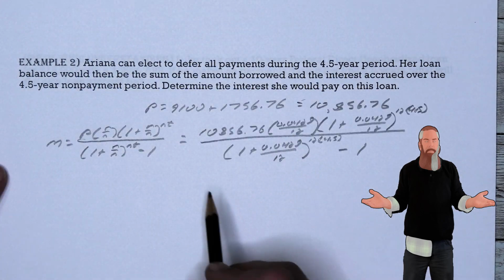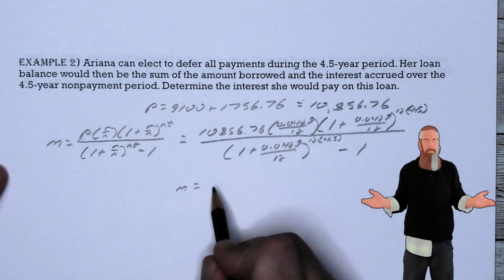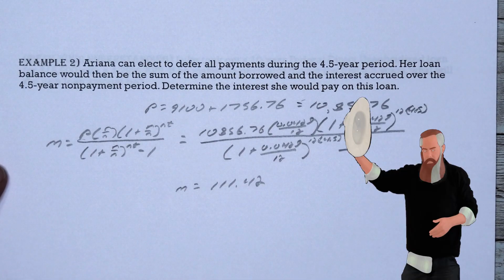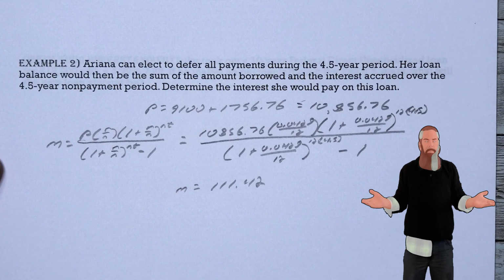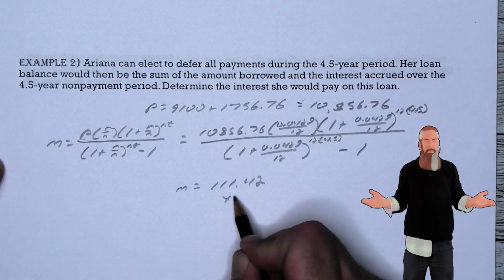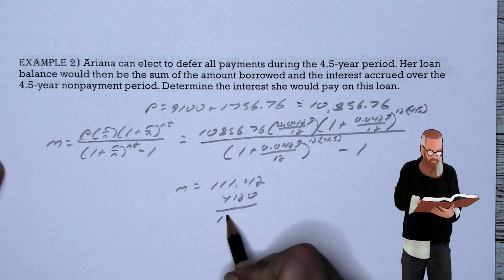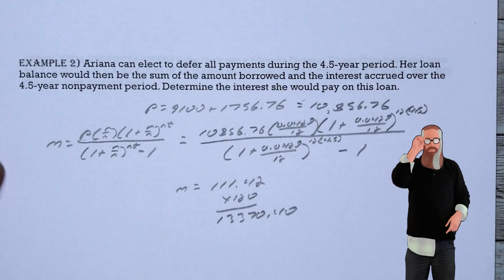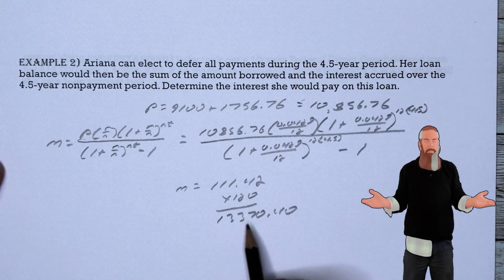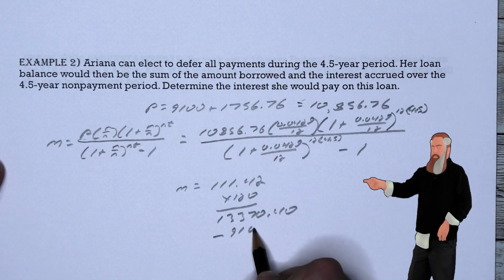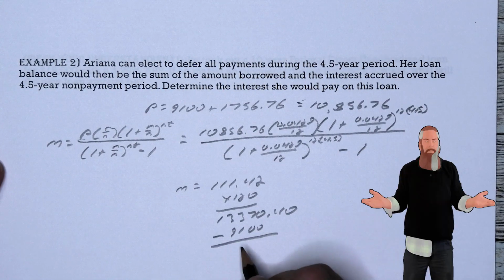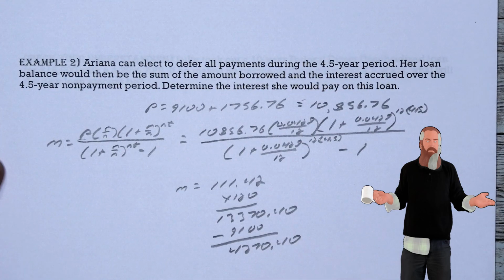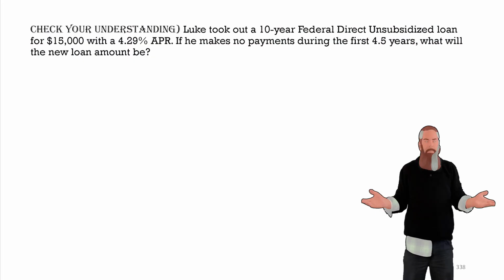We substitute each of those values in, and using a little bit of calculator kung fu, we get $111.42. Her total payments of $111.42 times 120 payments would be $13,370.40. Her interest for the loan is that $13,370.40 number minus the $9,100 of her original loan, meaning her interest is $4,270.40. Let's check our understanding of this.